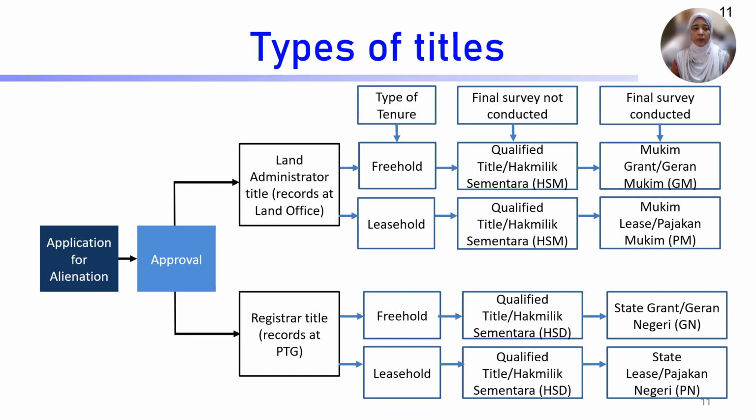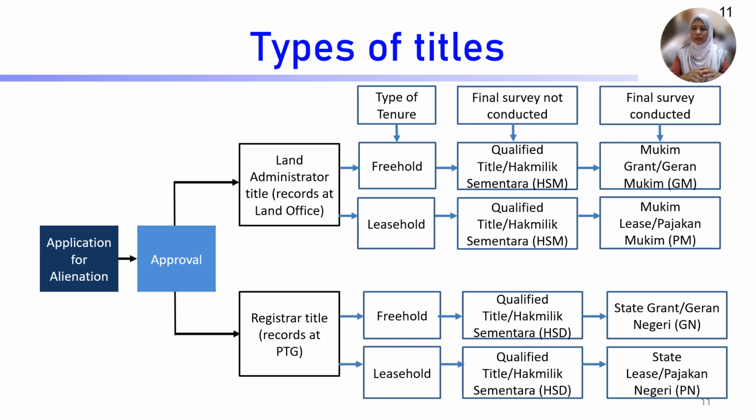Now, for land administrator title, which the records will be at land office, we have 2 types of tenure, which is either freehold or leasehold. Same with the registry title or the registrar title, whereby the records will be at PTG. You can see that the registry title can be either freehold or leasehold. So at this stage, according to the types of tenure, we can have 4 types. We can have land office freehold, land office leasehold, PTG freehold, PTG leasehold. Kan? Hopefully that's the final one. 4 categories. 4 types of titles.